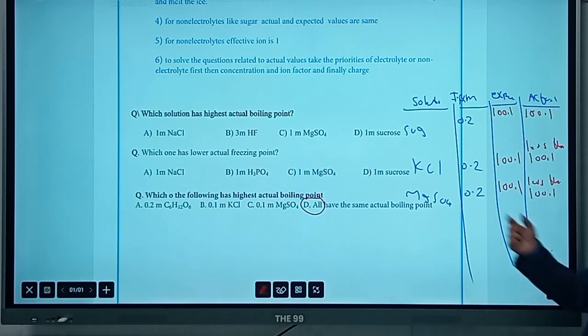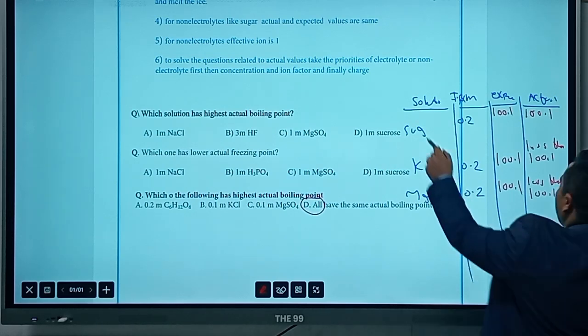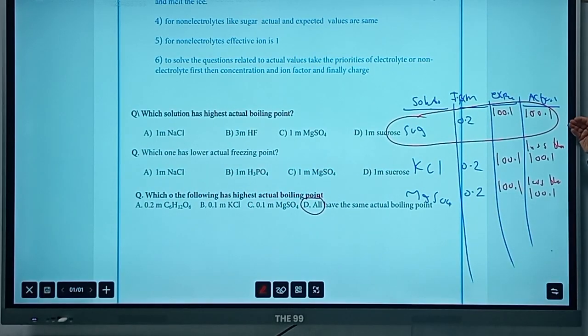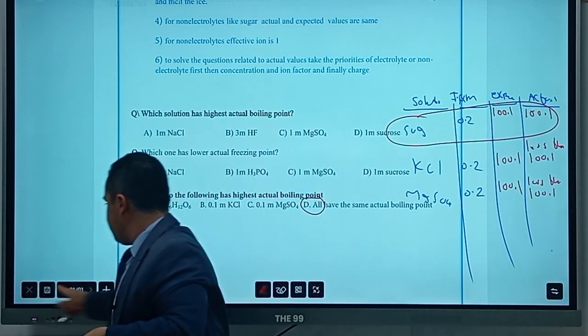Most of the students have chosen MgSO4, but the answer is sugar. Why? Because which one has the highest actual boiling point? Of course, the sugar solution. These two are less than the boiling point of sugar. That was a tricky question in ministerial exam questions.